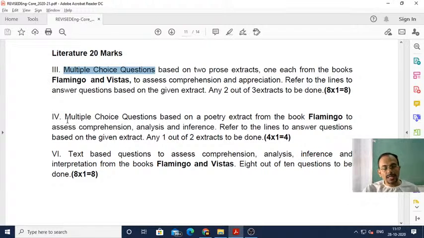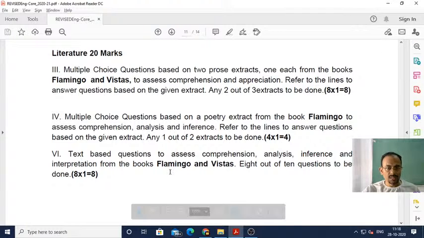The second type of extract will be exclusively from the poem, of 1 mark each. There will be 2 extracts from poetry, with a total of 4 questions, and each question will carry 1 mark. That is a grand total of 4 marks from each extract, both from the prose extracts and the poetry extracts. 4 questions from each extract and 1 mark each. So 8 plus 4, 12 marks.